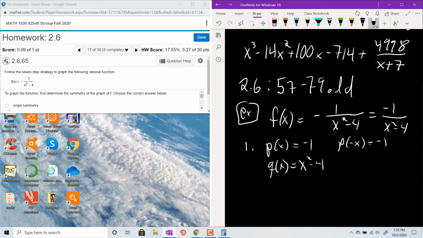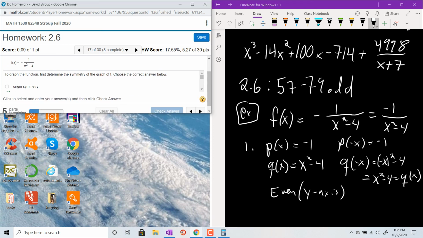If nothing changes or everything changes sign, then you still have a chance for it to be even or odd. So for q of negative x, if you put in negative x for x squared, you get out q of x again, x squared minus 4. So the numerator does not change, the denominator does not change, so the entire thing does not change. This one has to be even symmetry, which they in my math lab are calling y-axis symmetry.